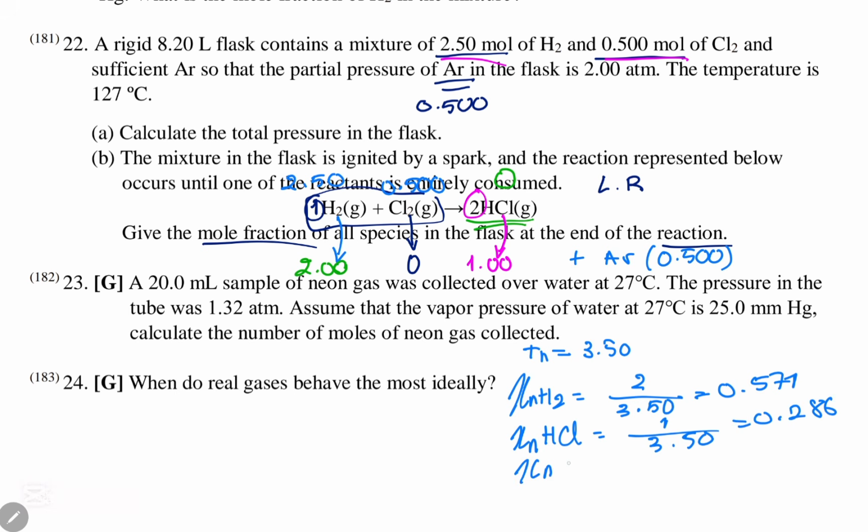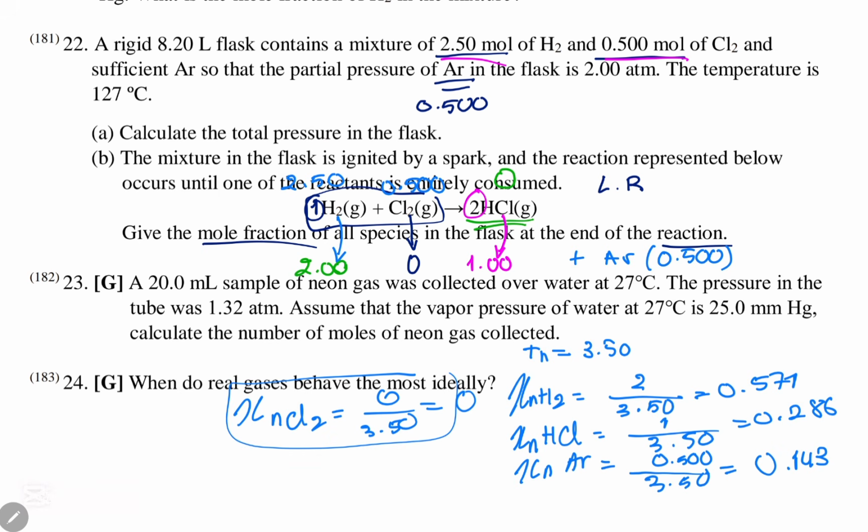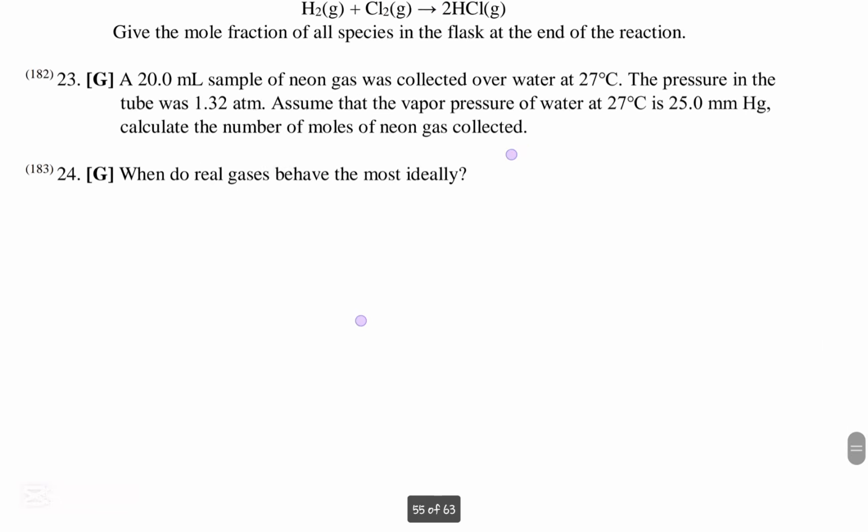And then Xn of argon, it's going to be 0.500 divided by 3.50, which would give me an answer of 0.143. And then last but not least, Xn of Cl2. Because it's fully consumed, 0 over 3.50 is going to give me 0. In general, because it's consumed, it's going to have a mole fraction of 0. So that's it for question 22. We'll move on to question 23.